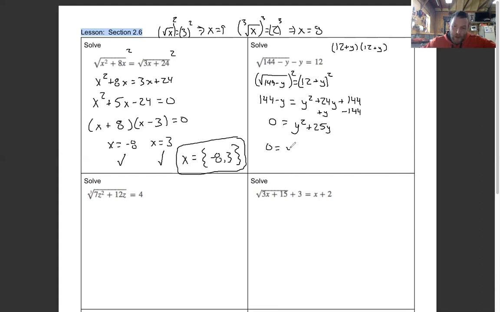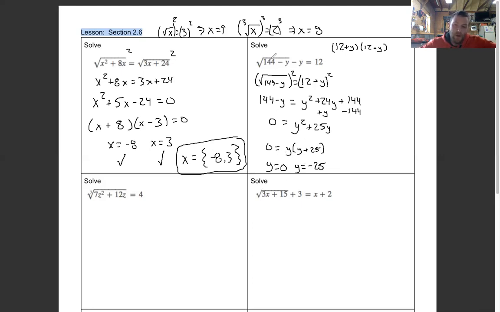So solve that. I can pull out a y, y plus 25. And so I get two answers. y is equal to 0, and y is equal to negative 25. Okay, so I need to check whether they work.